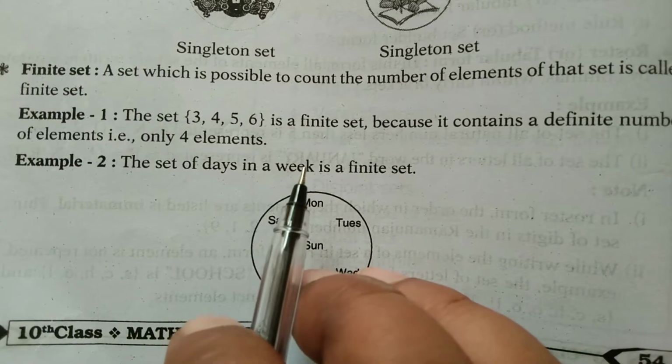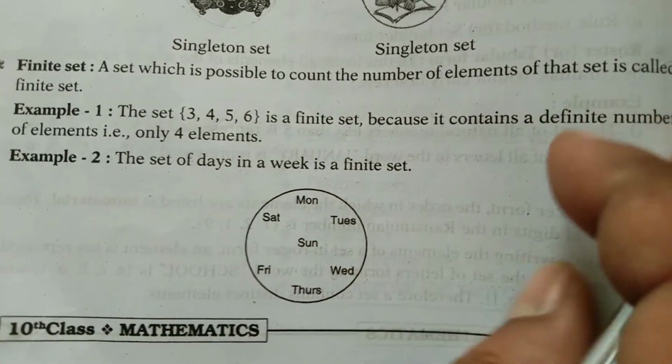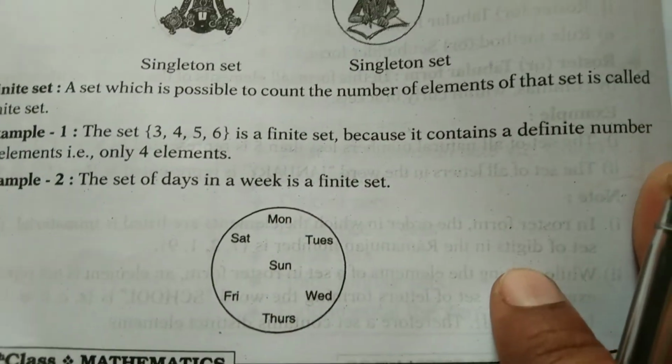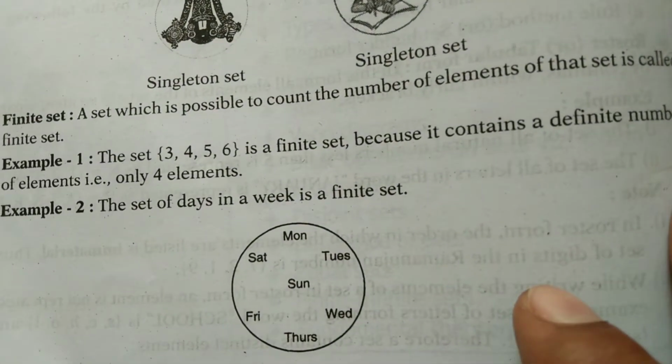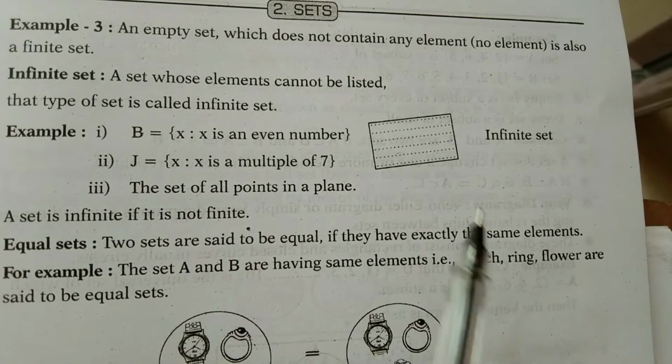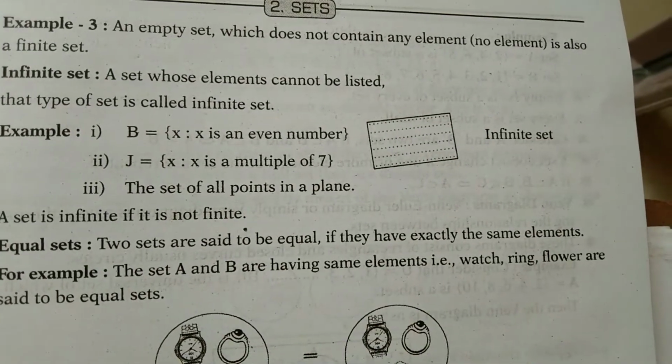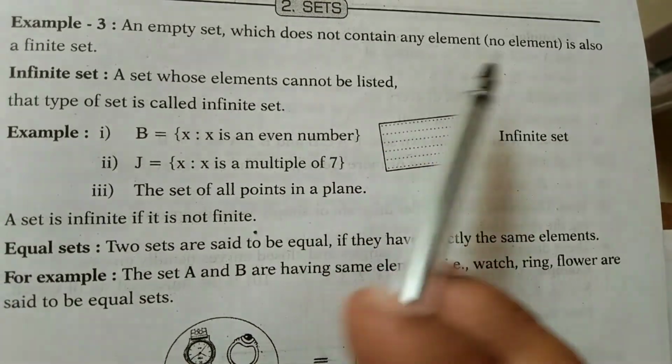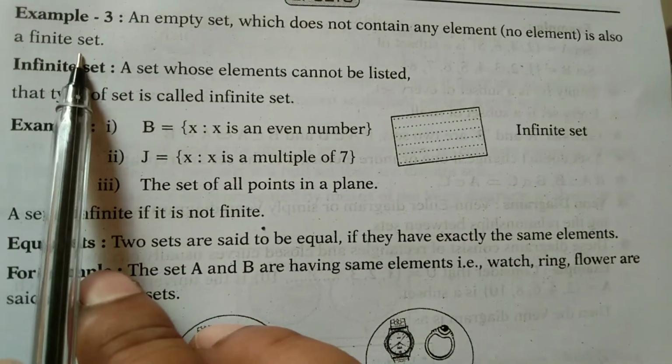The set of days in a week. How many days in a week? We have 7 days in a week. It is countable. So such a set is said to be a finite set. And one more important point is that an empty set, which does not contain any element, is also a finite set.